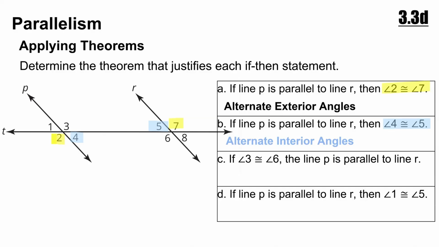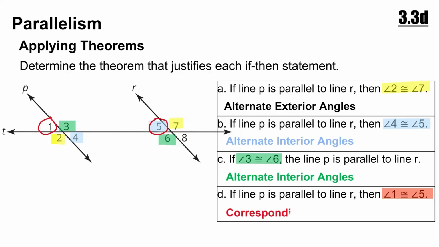Statement C states, if angle 3 is congruent to angle 6, then line P is parallel to line R. This is true because of the alternate interior angles theorem. Statement D states, if line P is parallel to line R, then angle 1 is congruent to angle 5. This is true because of the corresponding angles theorem.